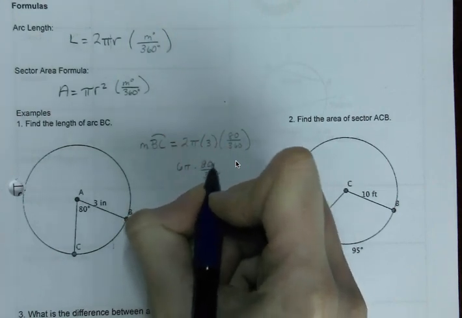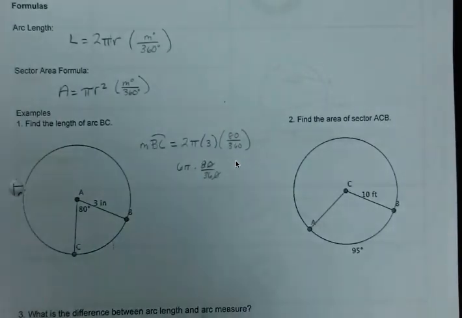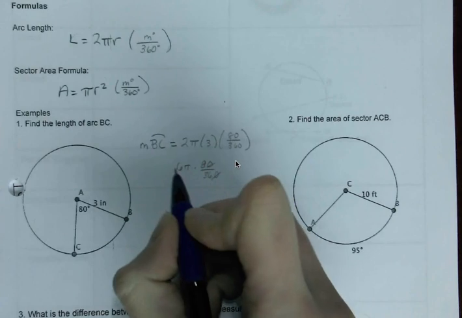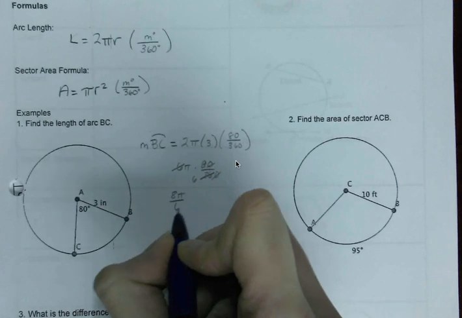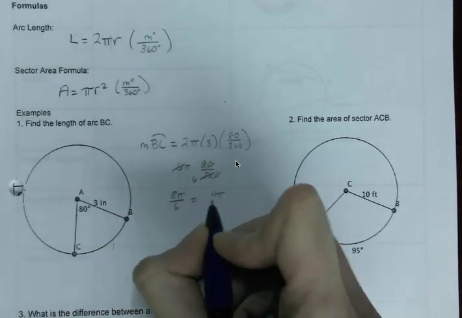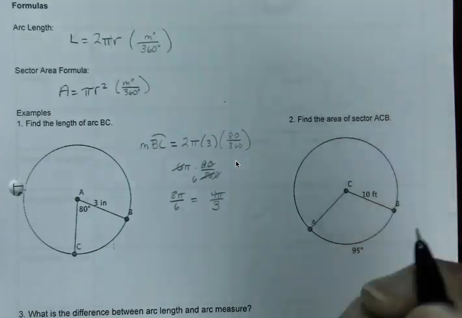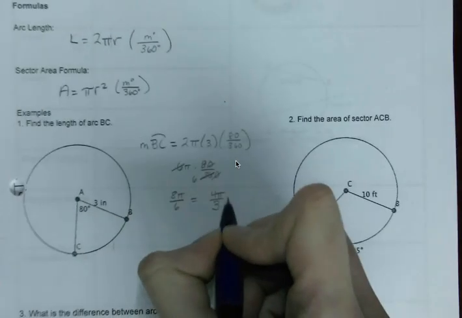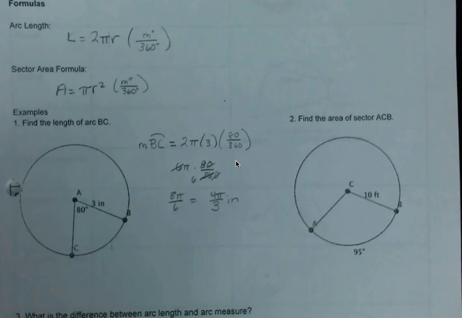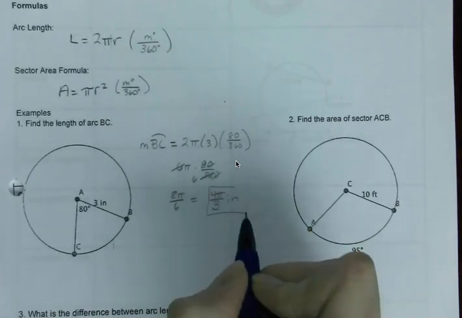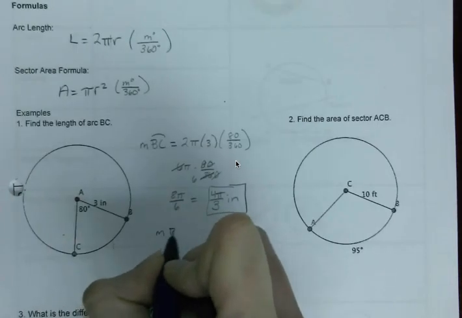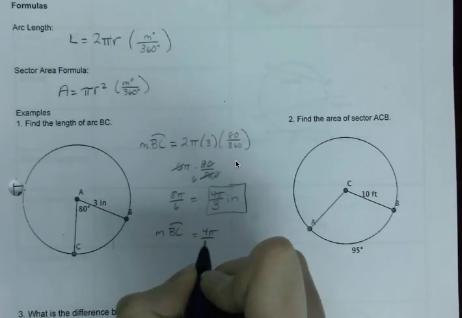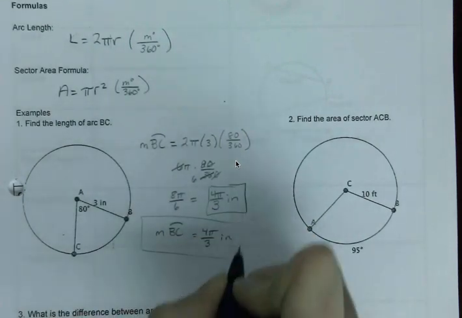Well, my zeros can cancel there. I've got 8 over 36, and I can always simplify diagonally. 6 goes into 36 6 times. So right now I've got 8 pi over 6, which I could reduce to 4 pi over 3. So it's 4 pi over 3, and then my unit is inches. And then, of course, you could turn it into a decimal if you wanted by multiplying 4 times pi and then dividing by 3. So the measure, I guess I'll write that out complete. The measure of arc BC, proper notation, is equal to 4 pi over 3 inches. There would be my final answer.